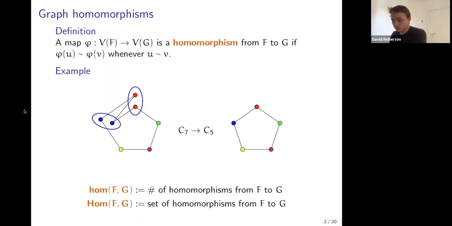For this talk, we're going to be counting homomorphisms. I'm going to use this notation, hom of F comma G with a little h, to denote the number of homomorphisms from F to G. And if I have a big H, I denote just the set of the homomorphisms, so this is just the cardinality of this set.